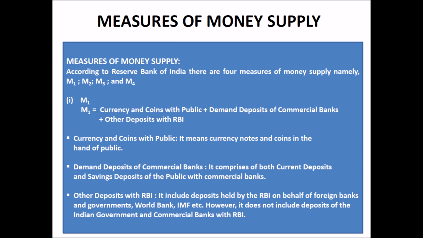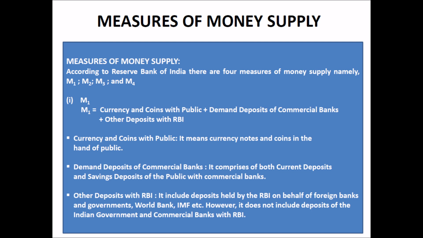The very first component, currency and coins with the public, we have discussed earlier in the components of money also. Currency and coins with the public is nothing but the cash with the public, either in the form of currency notes or in the form of coins. And second, demand deposits of commercial banks.